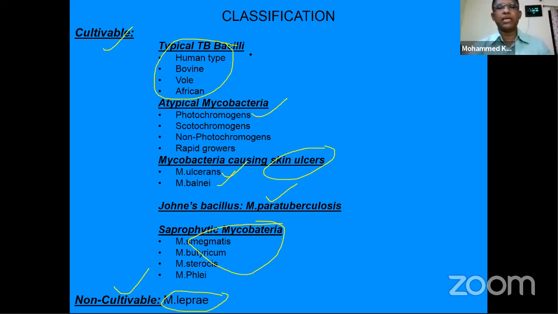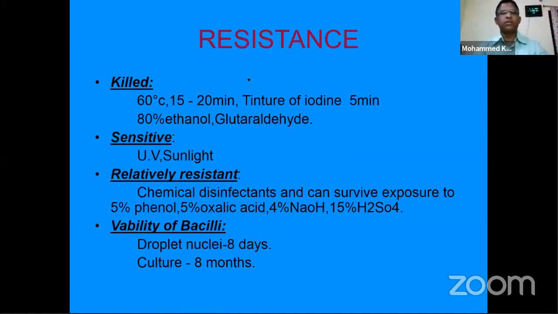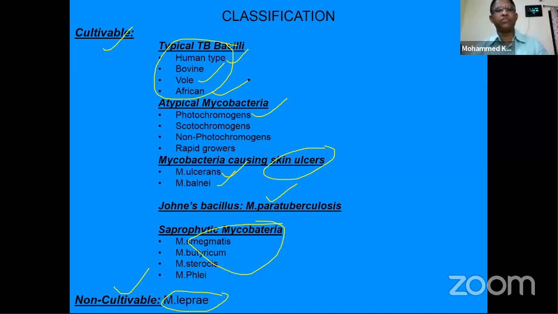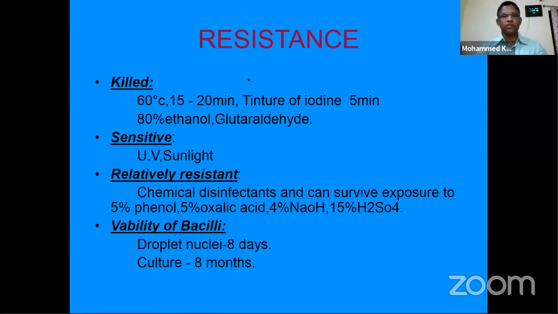And typical TB bacilli, that is nothing but the TB. Don't get confused. It's nothing but the MTB complex, which has the human type, the bovine type, which affects cows, the vole type, which affects rats, and the African type. So these four together are called the MTB complex. Today, we are not going to cover the entire classification, but we are going to concentrate only on Mycobacterium tuberculosis of human origin.